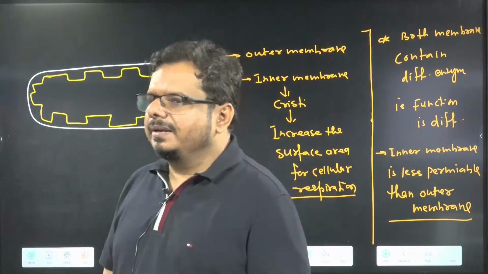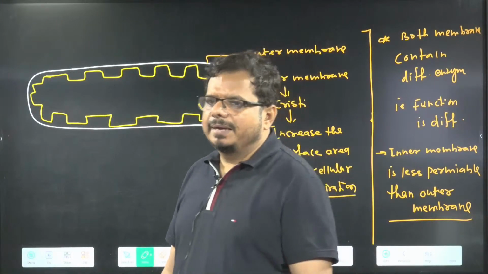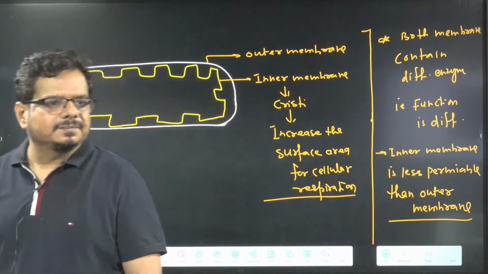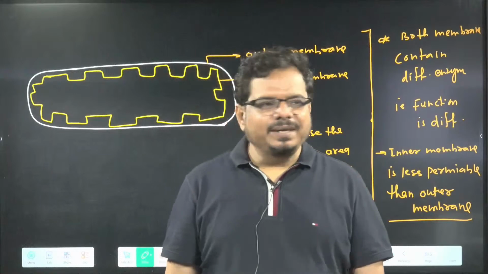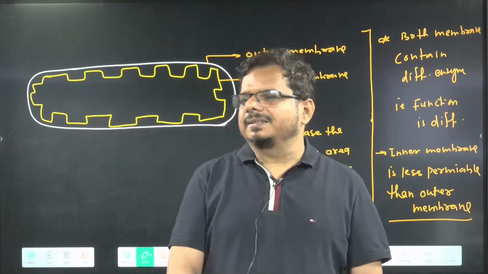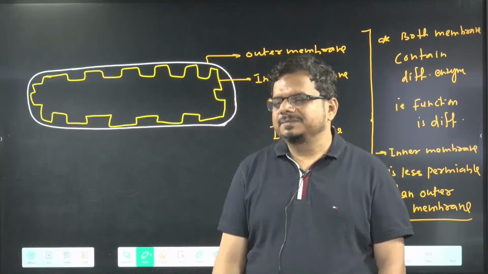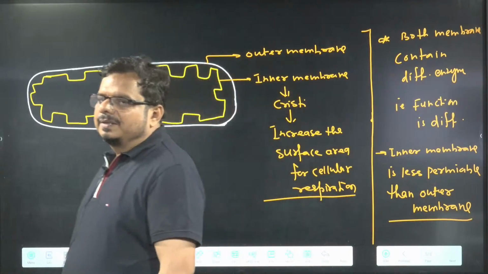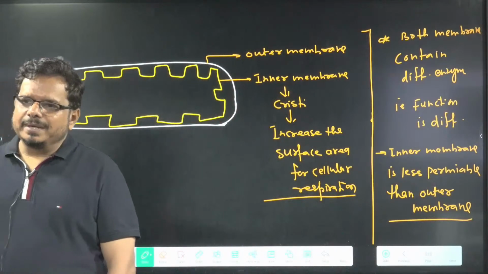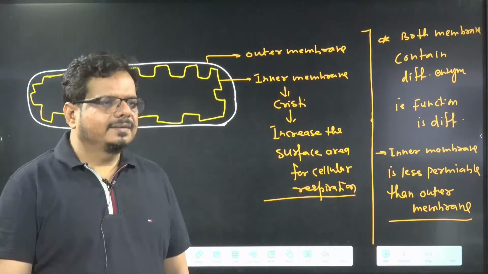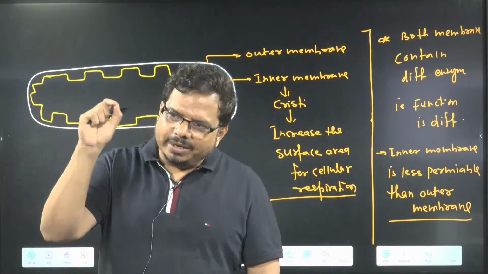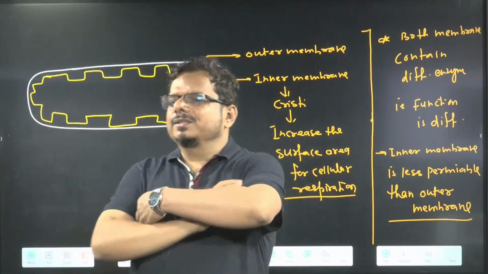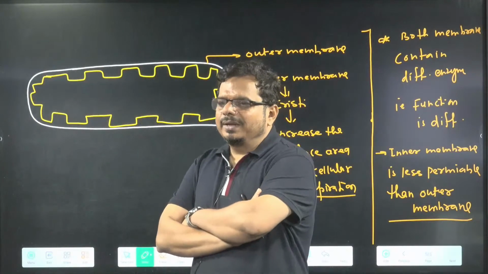Why is inner membrane less permeable than outer membrane in mitochondria? Please pin your answer. I am giving you a hint. Connect with transport in plants. Something is written about porins in transport in plants.